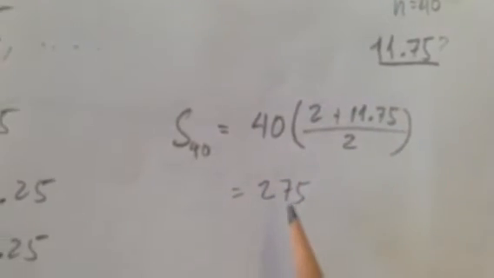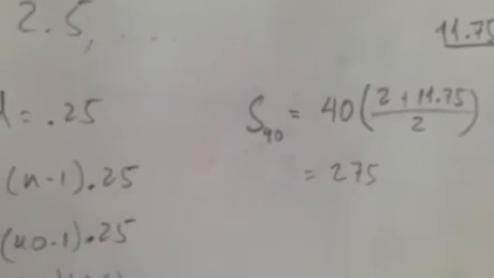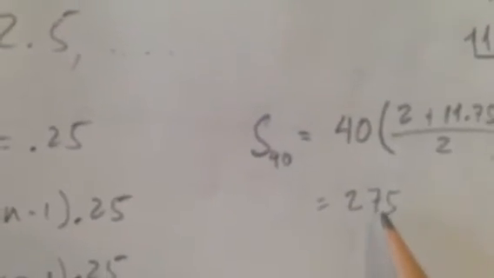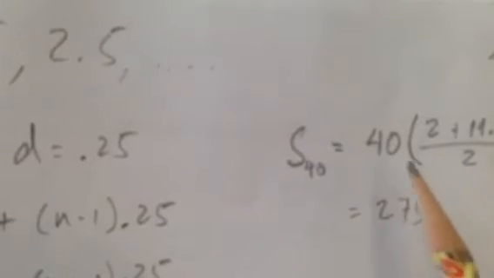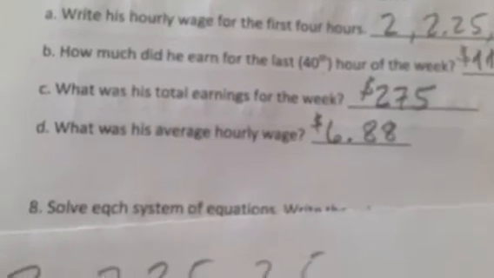Anyway, that works out to $275 in a week for Mr. Seymour Benjamin's. And if I take that $275 and divide it by 40, I get the average hourly wage of a measly $6.88. I'd say Mr. Benjamin needs to find a better job.